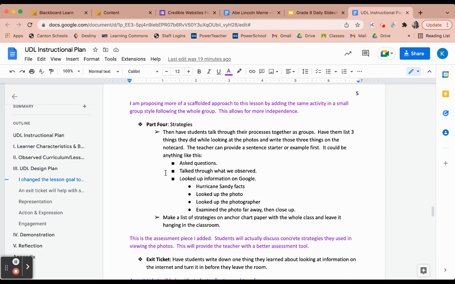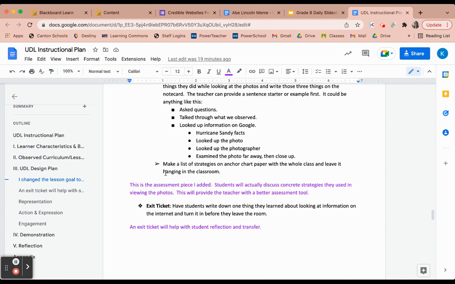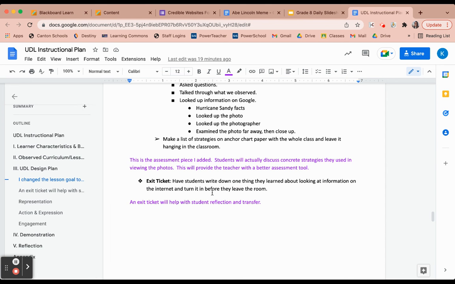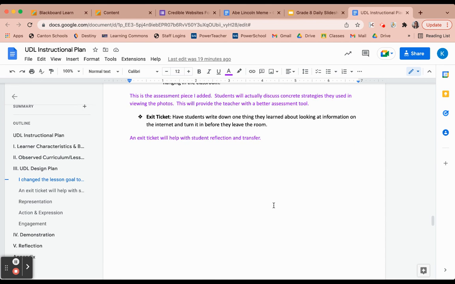I also added quite a bit of change and more ability for students to get up and move throughout the class to meet the needs of the learners with ADHD and the ones who require some movement breaks. I also added an exit ticket so that students could reflect and transfer knowledge.